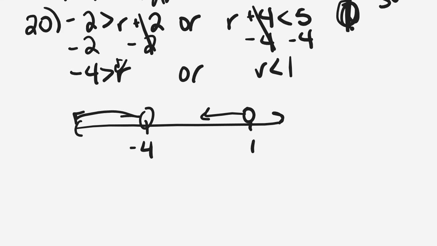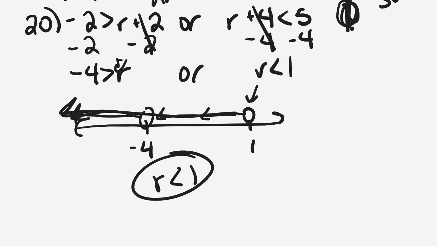All right, remember, this is an or statement. So we're looking for 1 line, 2 lines, because technically over here would be 2 lines. So we can just say that r is less than 1. And that's it.